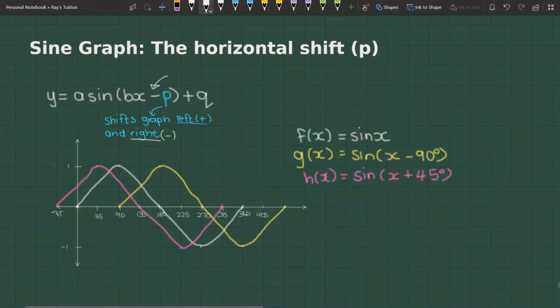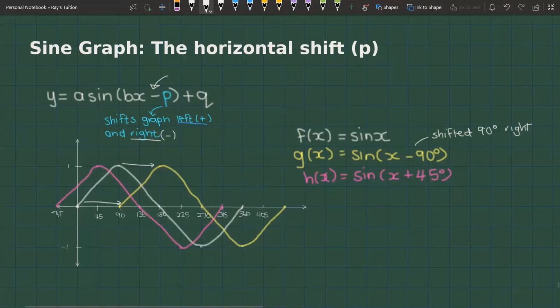So then what we have is g of x is equal to sine of (x minus 90). This has been shifted 90 degrees. In which direction? Well, the negative tells us that it is right. So then having a look at the white diagram, you see that to get to the yellow diagram, everything has been shifted 90 degrees to the right.